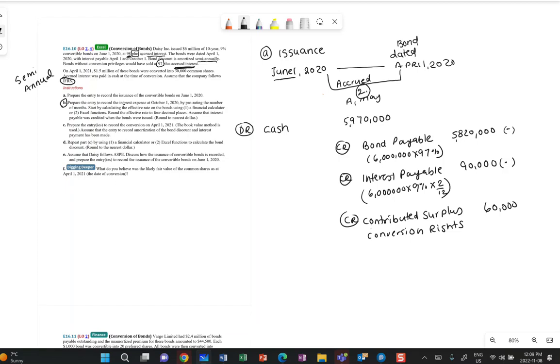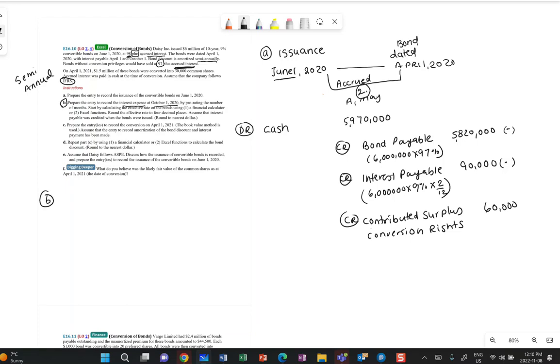Prepare the entry to record the interest expense at October 1st. They're saying to do it by prorating the number of months. So how do we calculate the prorating of the number of months? There are different ways of doing it. Whatever you find easy, that's the route you will take. So I will do part B here.